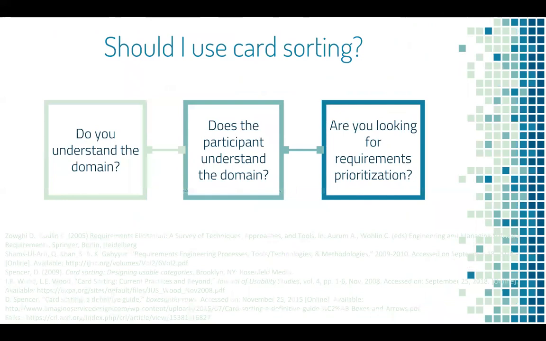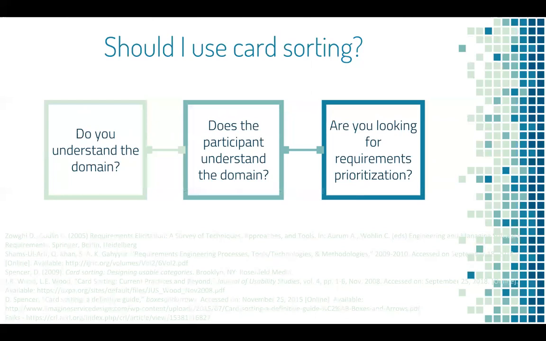Is card sorting right for you? Card sorting should only be used if the domain is sufficiently understood by both the analyst and the participants. This prerequisite for card sorting, understanding the domain, is the largest drawback to this elicitation technique. The domain is the real world in which the system will ultimately reside. The domain includes social, political, and organizational environments, existing work processes, business goals and issues, and more.